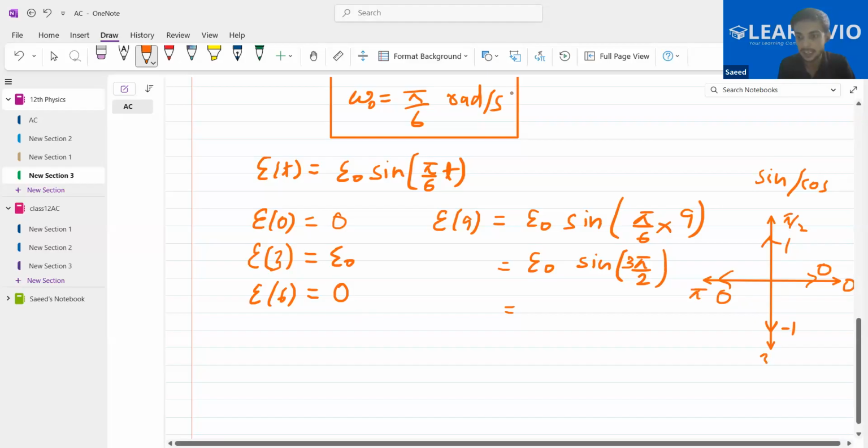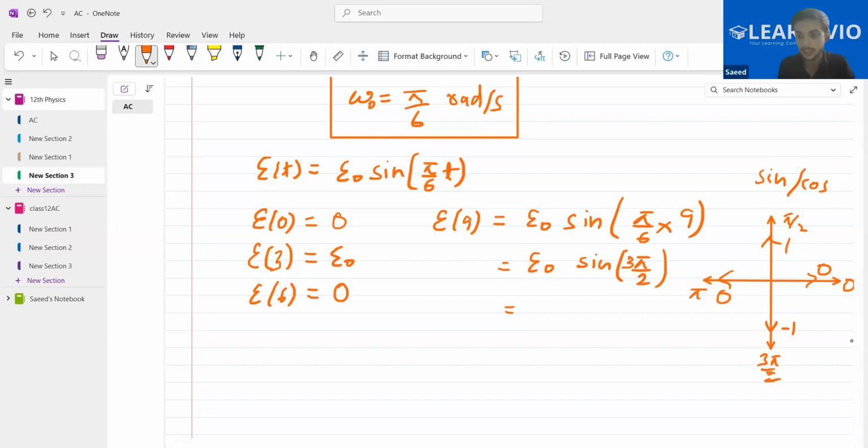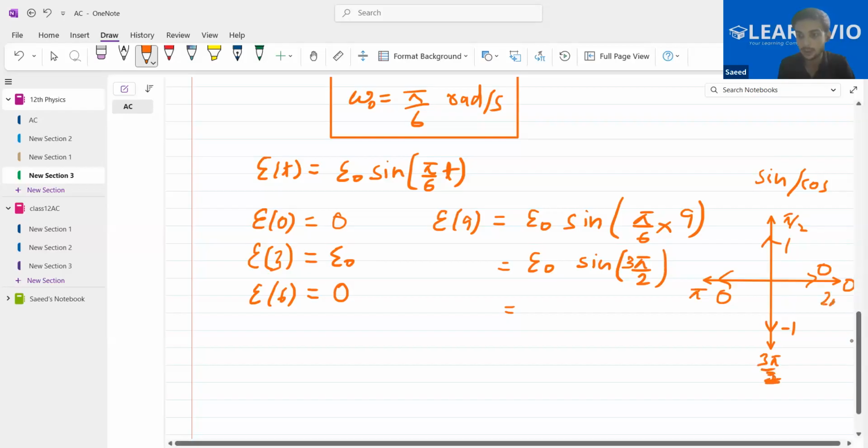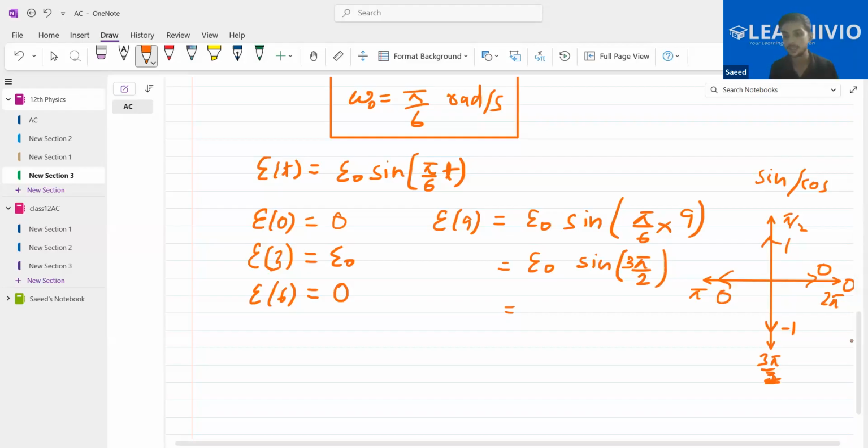That is pi. And it is 3 pi by 2. And it is 2 pi. Now, at 3 pi by 2, you can see it is -1. Understood? And if you talk about cos, cos of 3 pi by 2 will be 0.